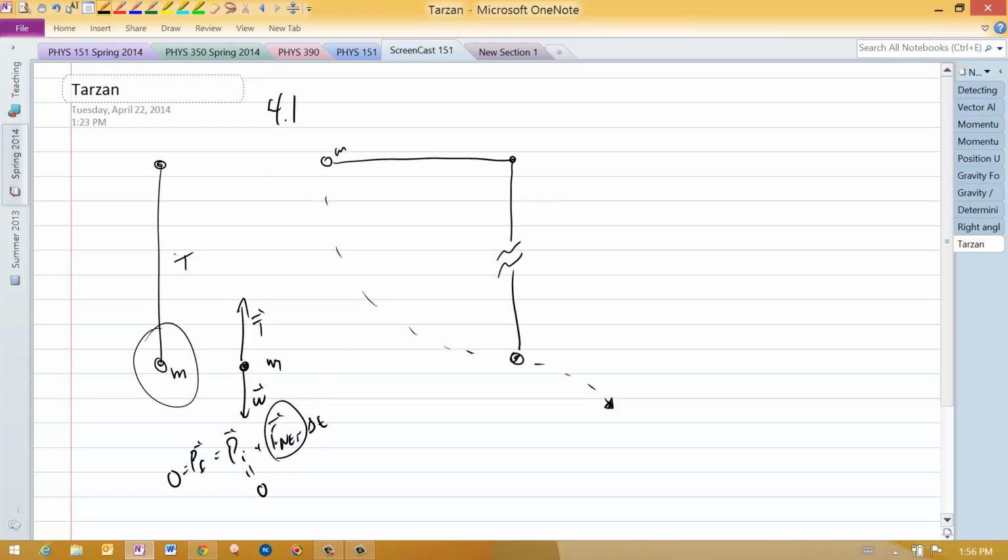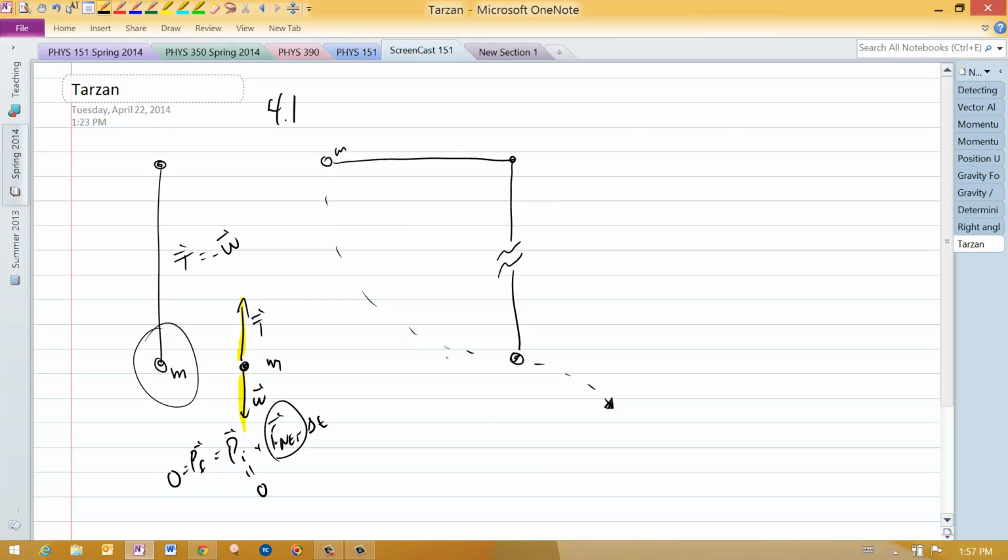That tells me that the tension in the vine is equal to minus the weight. Now this happens as a vector relationship, so minus the weight is a vector that points downwards, minus the weight is one that points upwards. So the tension merely supports Tarzan's weight.